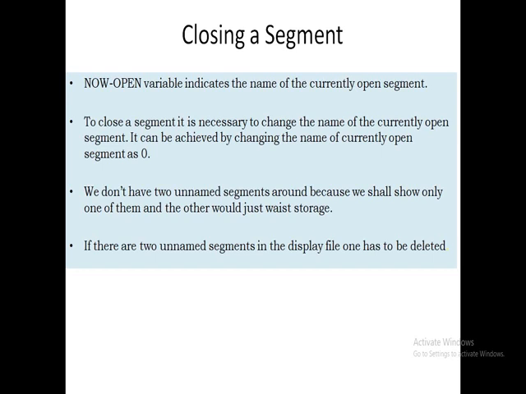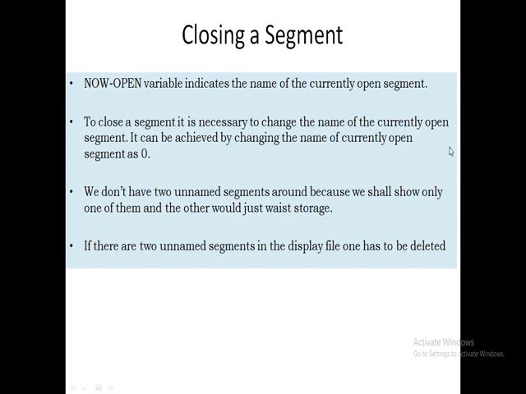At this point, all that is necessary in closing the segment is to change the value of the open variable, which indicates the name of the currently open segment. We set the value of this variable to 0. We don't want two unnamed segments around because we shall show only one of them and the other would just waste storage. So if there are two unnamed segments in the display file, one has to be deleted. Okay, so this is closing a segment.